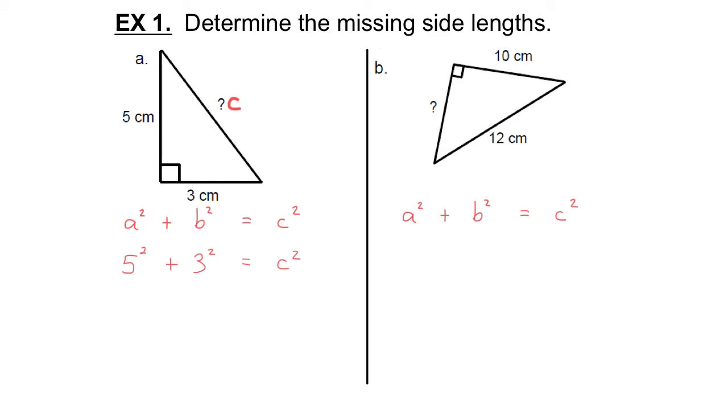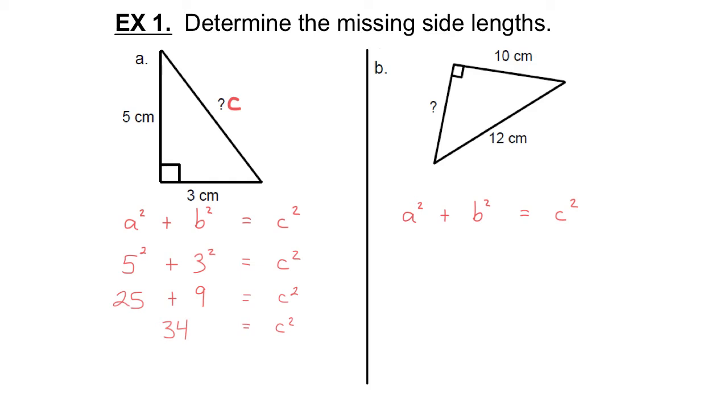And now we just keep doing the math, order of operations. Let's do the exponents first. 5 squared is 5 times 5, which is 25. 3 squared is 9. And c squared, well, we don't know what it is, so we're going to say it's c squared still. So we have 25 plus 9 equals c squared. Well, 25 plus 9 is 34, so 34 equals c squared.